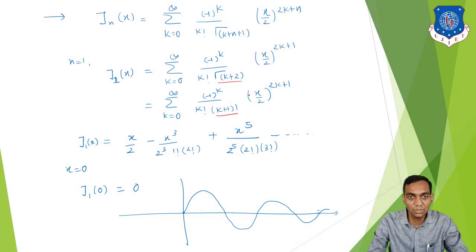So here you have x into x by 2 raised to 2k minus 1. Now if you write it in series form, then you will have x by 2 minus x cube by 2 cube into 1 factorial into 2 factorial plus x raised to 5 by 2 raised to 5 into 2 factorial into 3 factorial, and continuing this way. So if you put x equal to 0, then you will have J1 of 0 equal to 0. And the graph is like this.